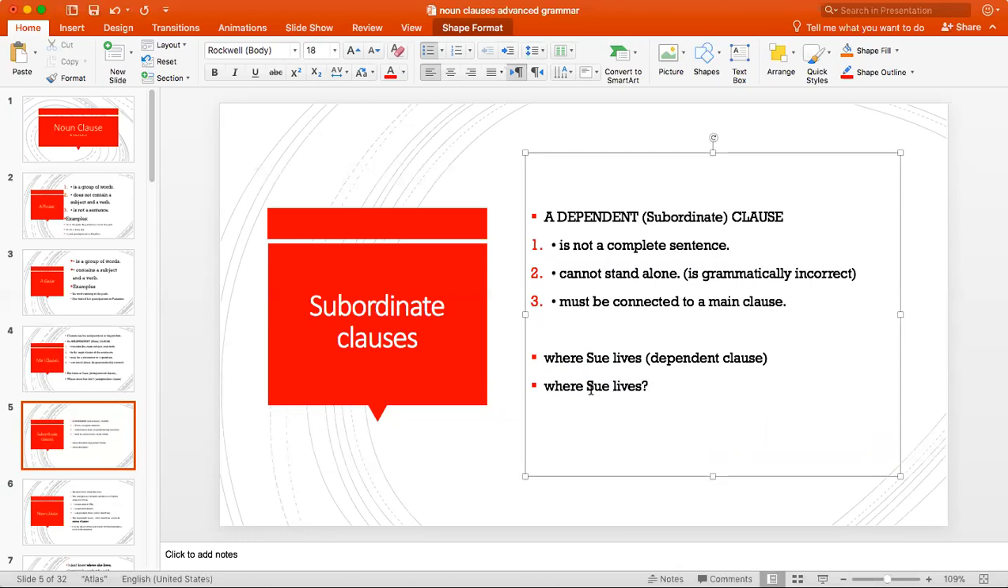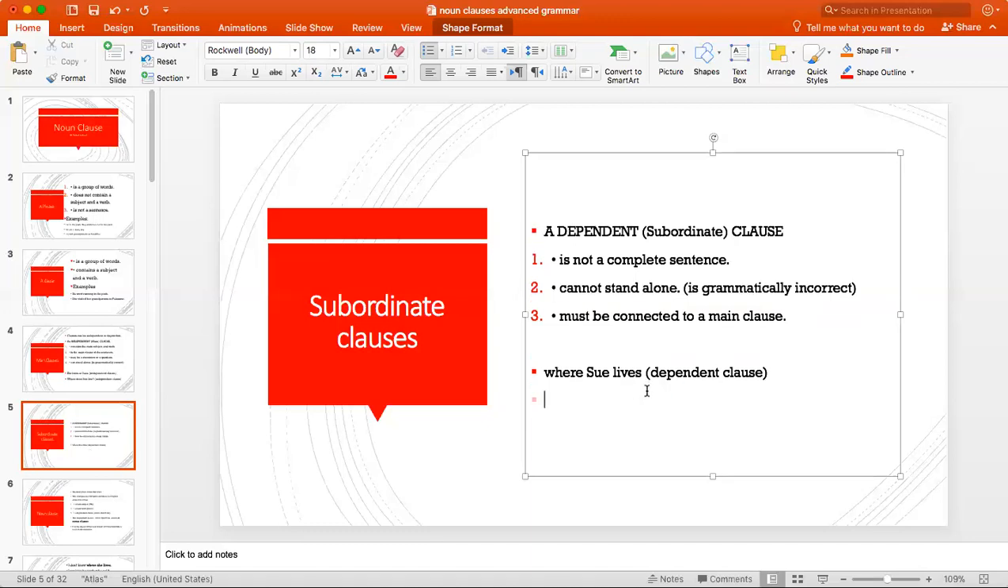Because remember, in question form, you should use an auxiliary verb or a helping verb. So you could say, where does Sue live? Because after do, does, did, we should have the infinitive. So where does Sue live? This is a main clause. This way, where Sue lives, it doesn't give a full clause.